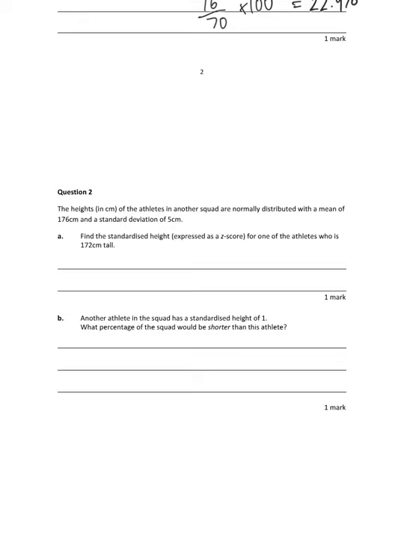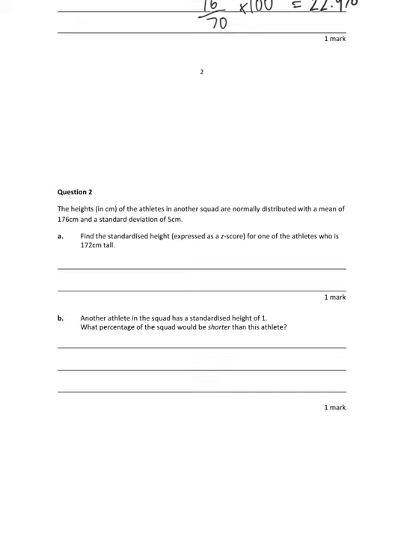Question 2, the heights in centimetres of athletes in another squad are normally distributed with a mean of 176 and a standard deviation of 5 centimetres. Find the standardised height, or Z-score, for one of the athletes who's 172 centimetres tall.